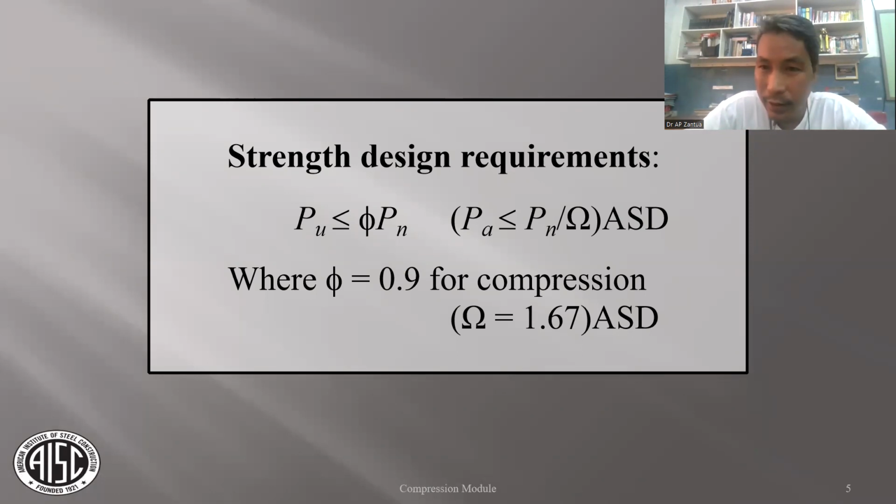Okay, this is on the code NSCP, AISC. This is being used. Okay, phi is equal to 0.9 for compression. So different values of phi for different applications. For example, tension, different values. Okay, for beam application, different values. So now we are talking of compression, steel compression, application for column. Phi is equal to 0.9. Take note.